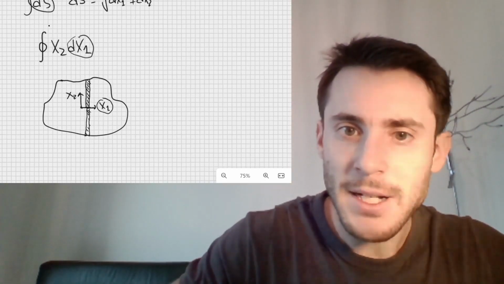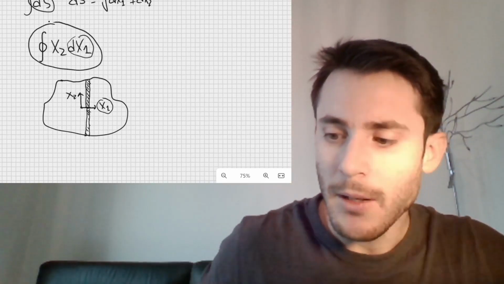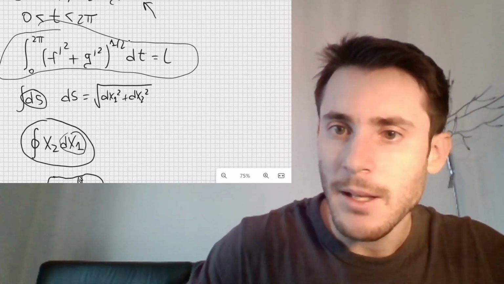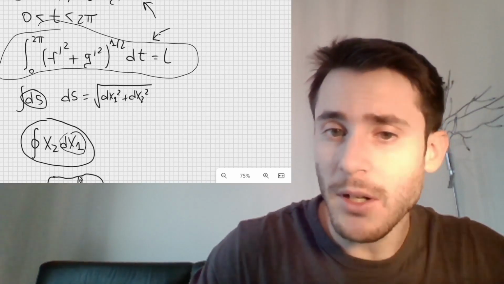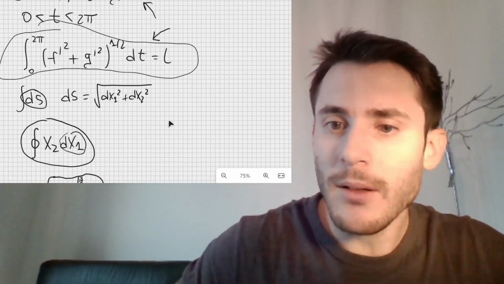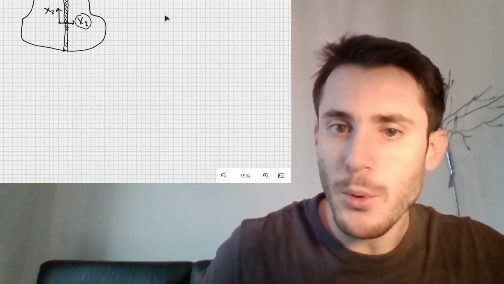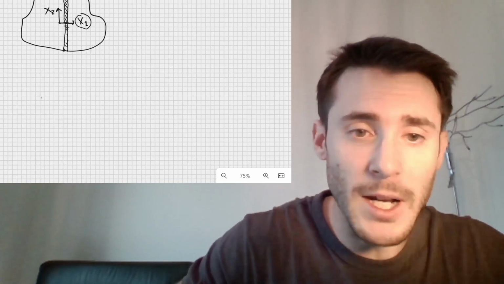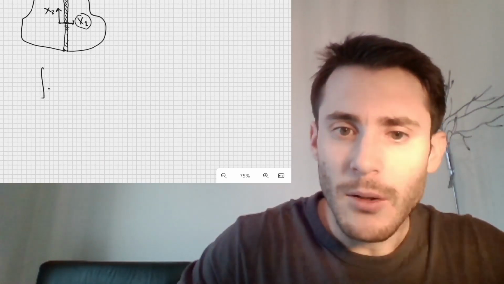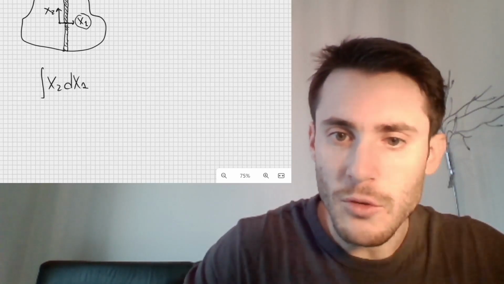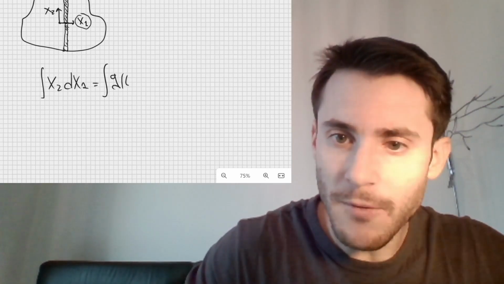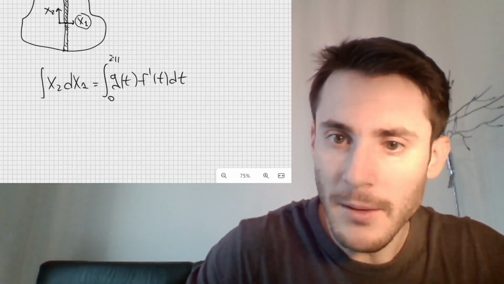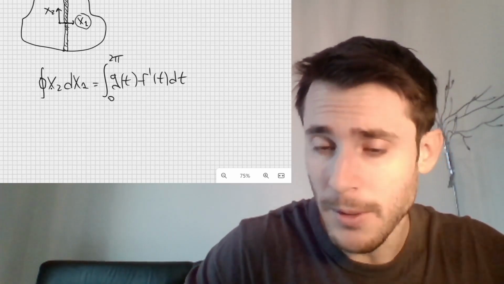Our aim is to maximize this integral here, but remember that we also have a constraint, and the constraint is that we keep the perimeter or the length of the curve fixed. So we can rewrite our problem by using Lagrange multipliers, in a particular way. The integral of x2 dx1 can also be written as the integral of g of t f prime of t dt, and we have to integrate from 0 to 2 pi. So this was the integral over the closed curve.